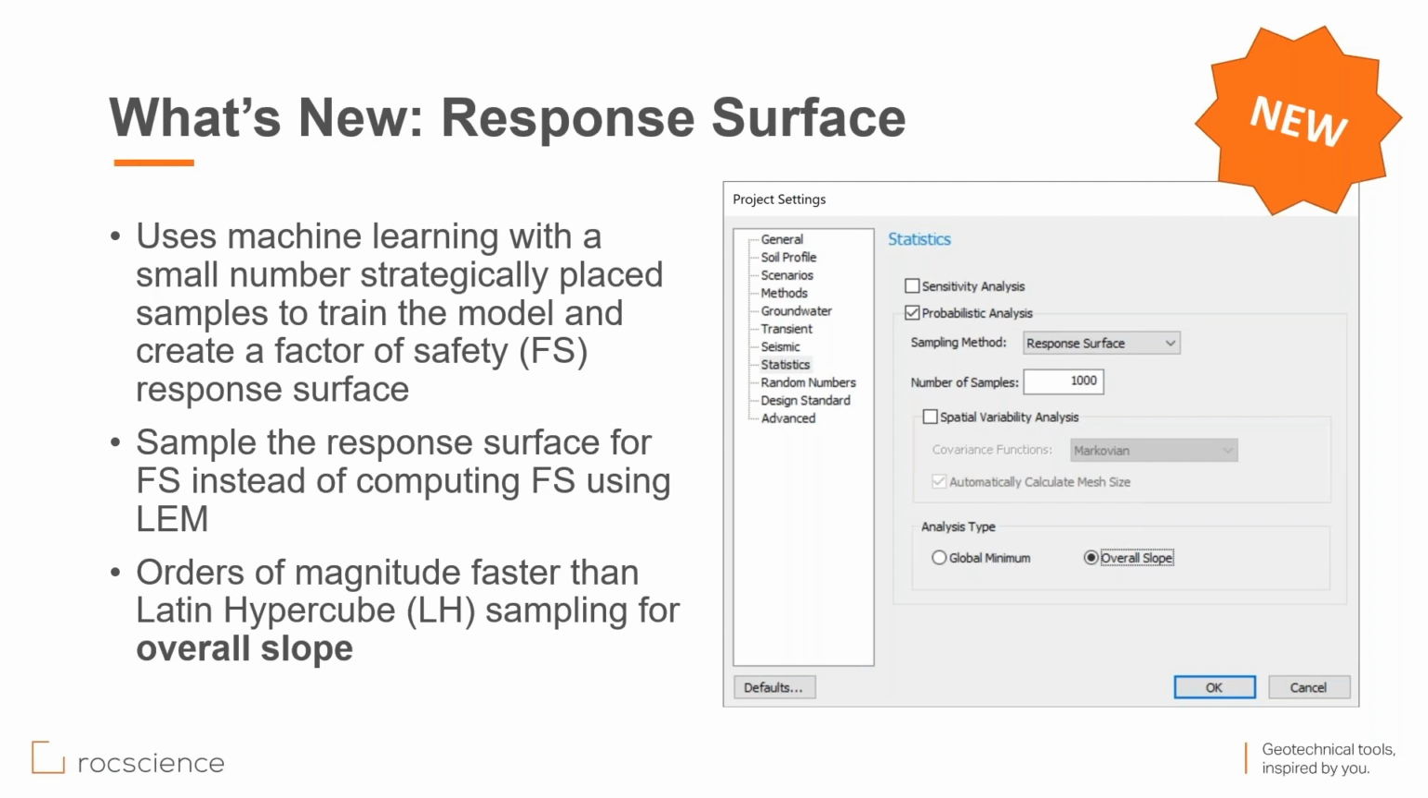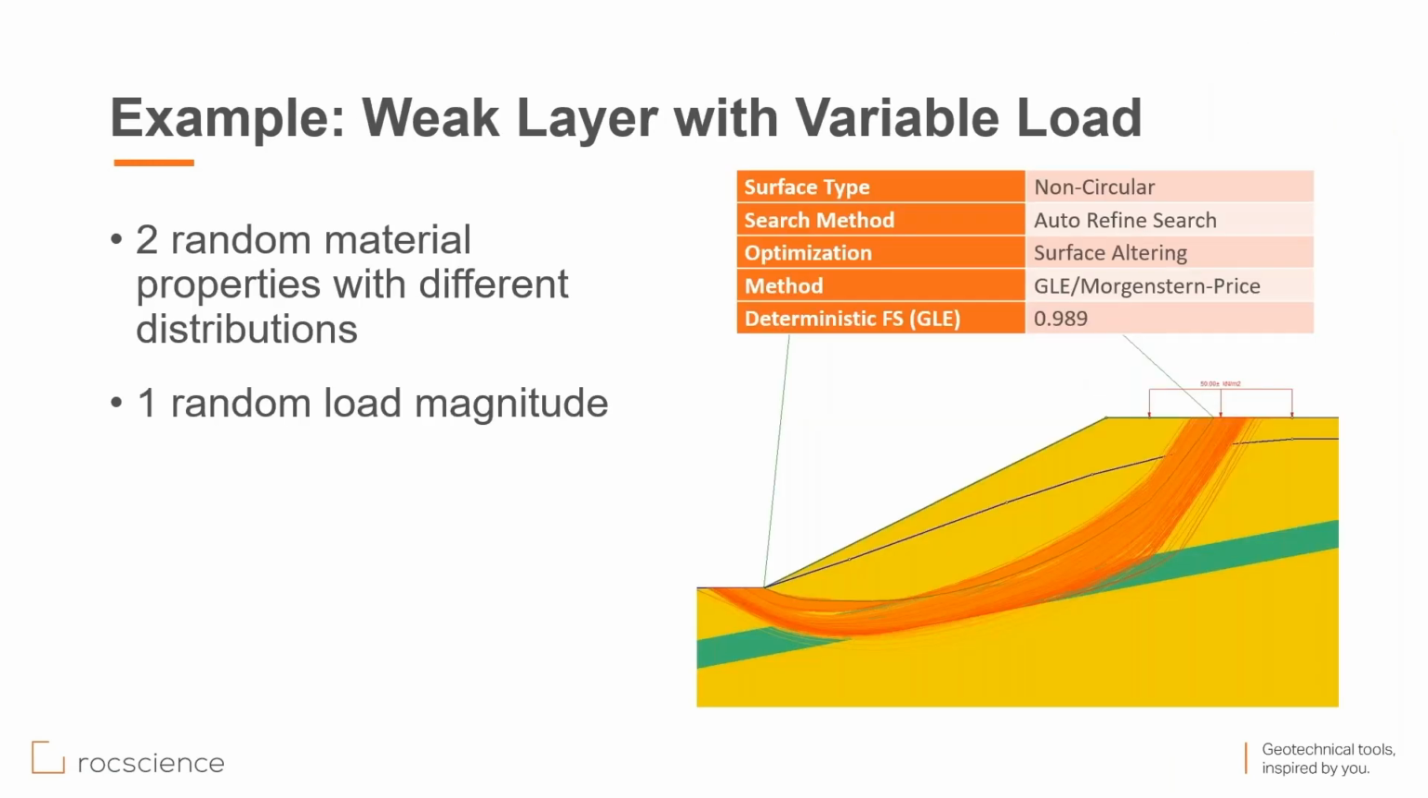The advantage of this method is that it's orders of magnitude faster than Latin hypercube for overall slope. For global minimum, it's not worth using it. Global minimum is already fast, but for overall slope, it's worth it. So I'm going to show you what this does through this example. This is a material with a weak layer running through it, and it has 3 random variables. So I'm going to switch to the example.